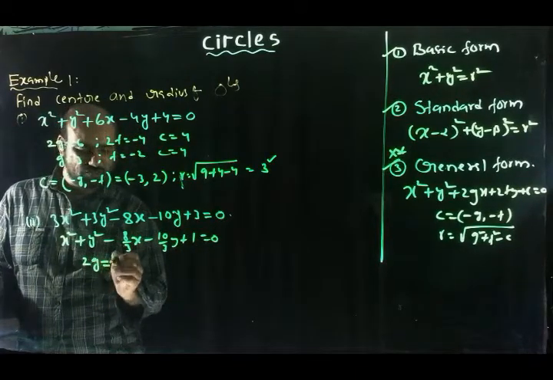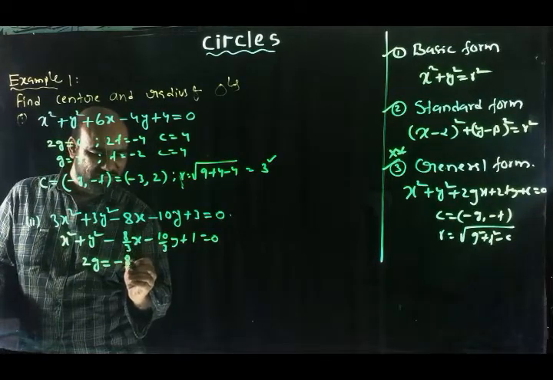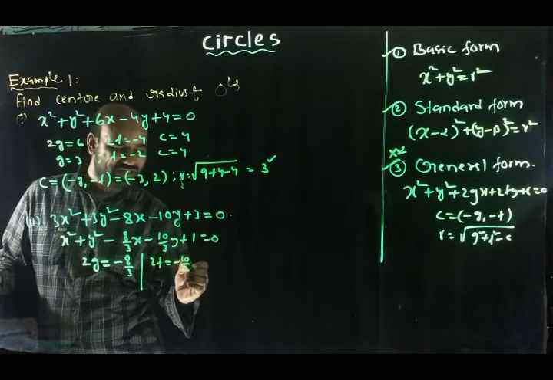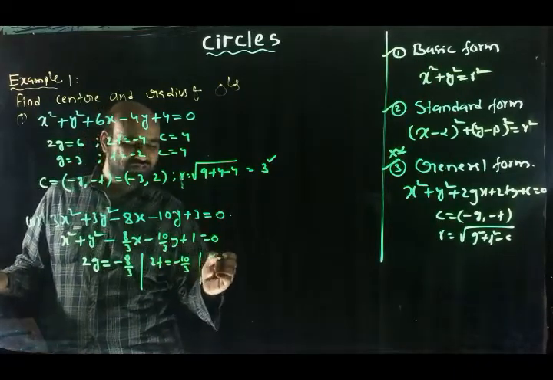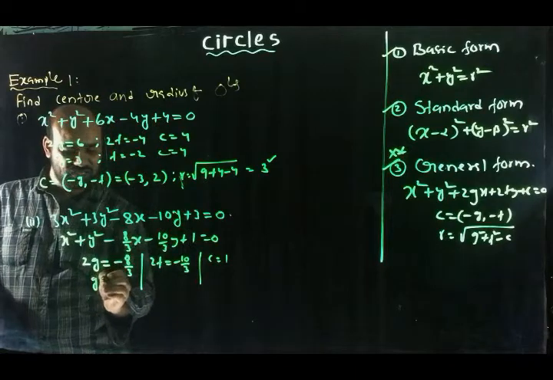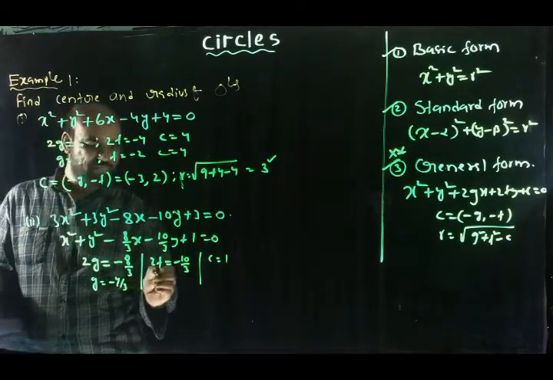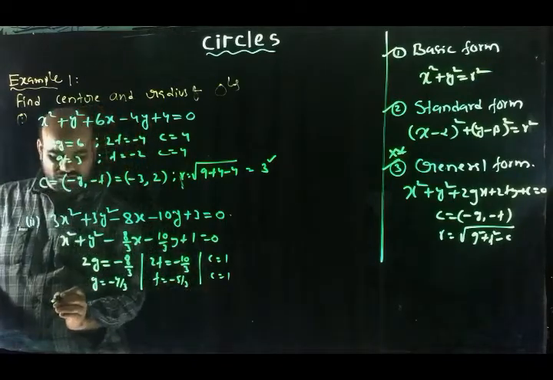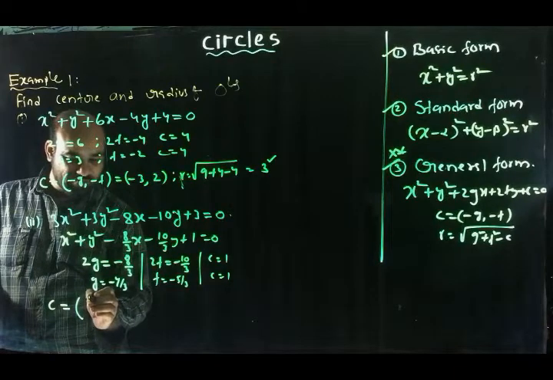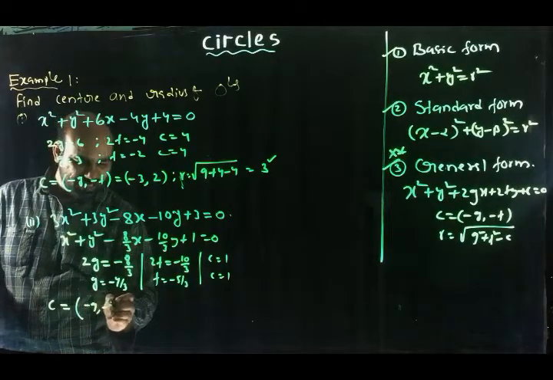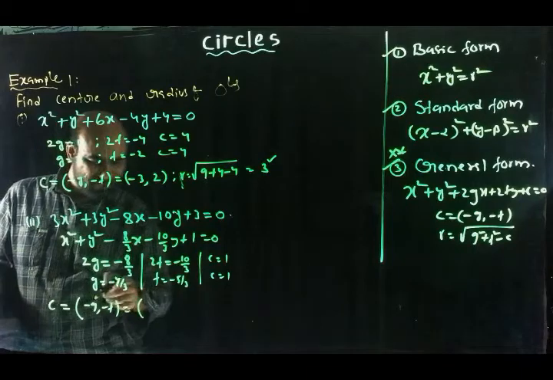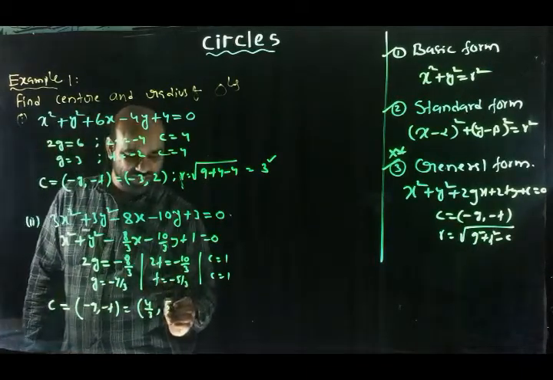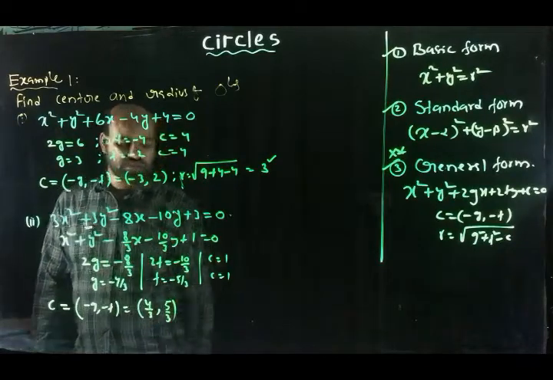Instead of 2g, what do we have? Minus 8 by 3. 2f is minus 10 by 3. c is 1. So g equal to minus 4 by 3, f equal to minus 5 by 3, c equal to 1. Center can be directly said: minus g comma minus f. Minus of minus means 4 by 3, comma minus of minus 5 by 3. Center is 4 by 3 comma 5 by 3.